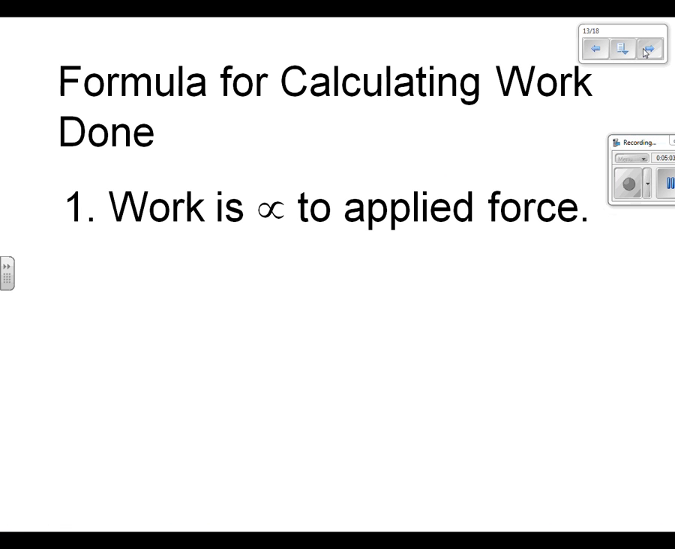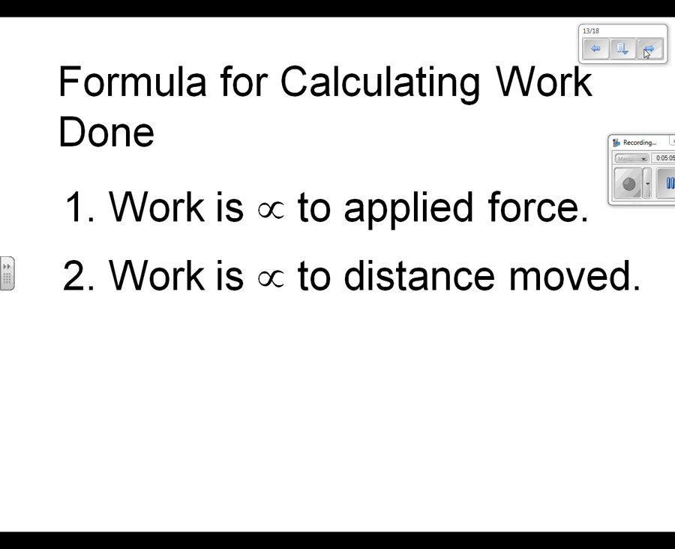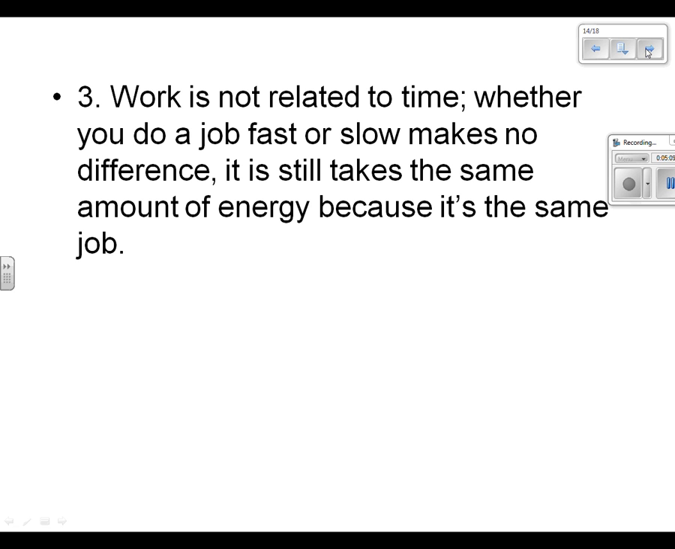Okay, there's no big surprise here. Work is proportional to the applied force. Work is proportional to the distance moved. Work is not related to time. Whether you do a job fast or slow makes no difference. It still takes the same amount of energy because it's the same job. Whether I lift the book fast or slow, it still has to have the same potential energy at the top. So work is not related to time.